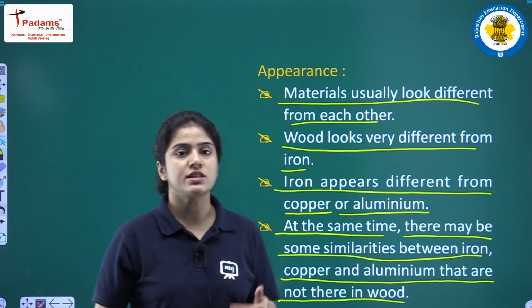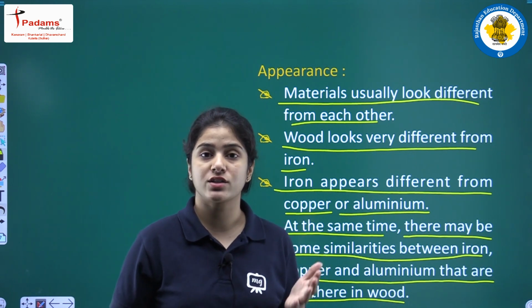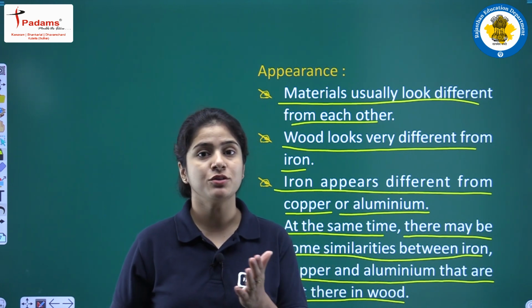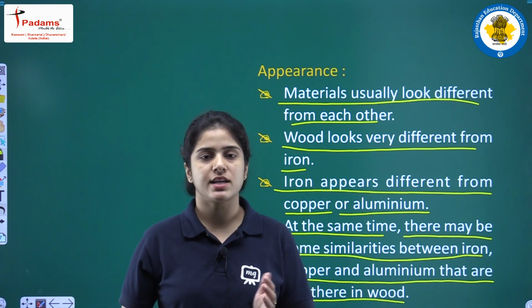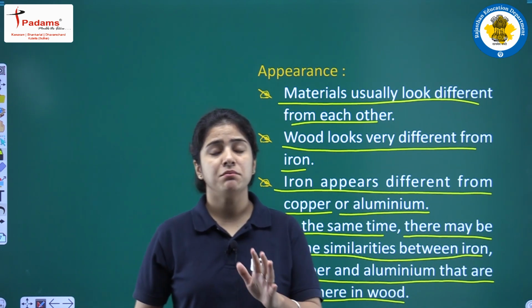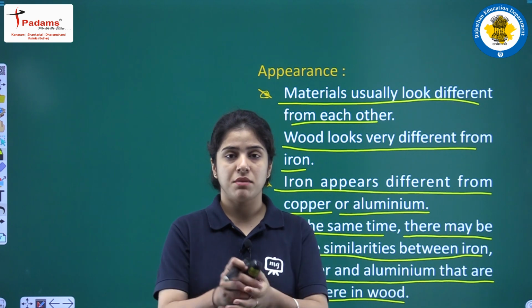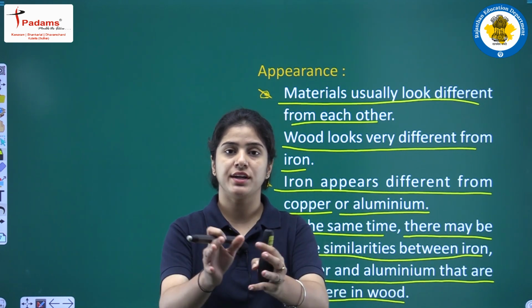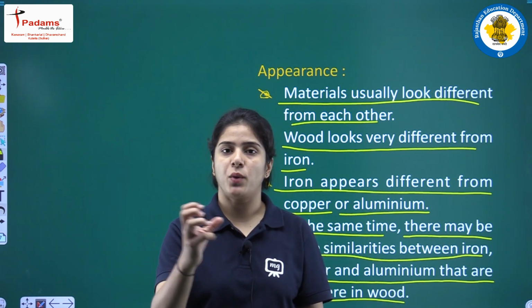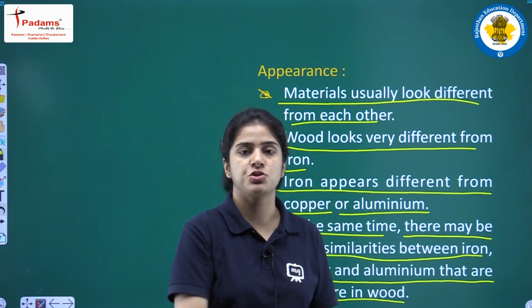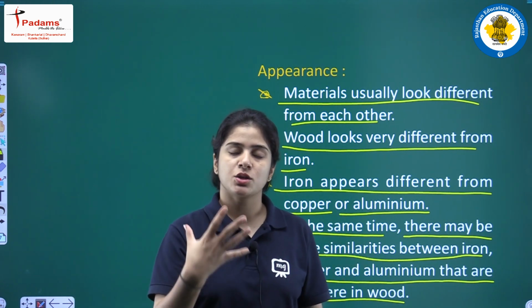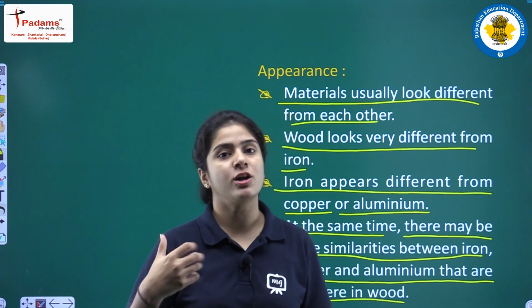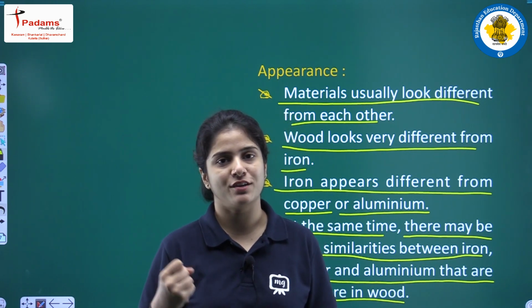So according to appearance, we also characterize the material into different groups. If I tell you, students, to make groups of different types of materials that appear white to you, that appear yellow to you, you will sort that up, right? So based upon the appearance, you can also make groups of different materials.